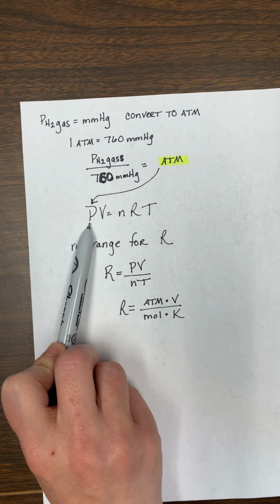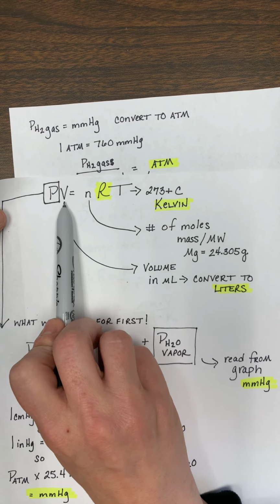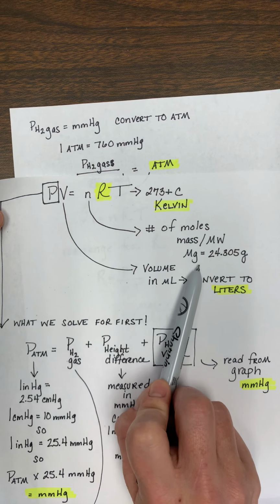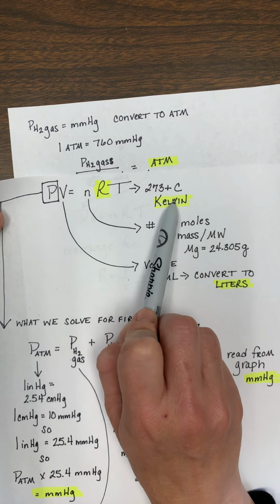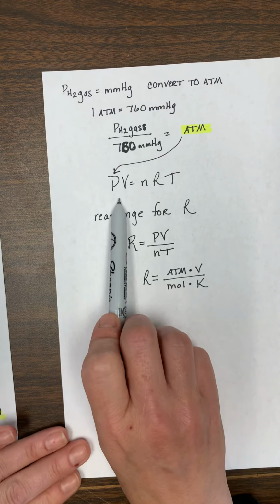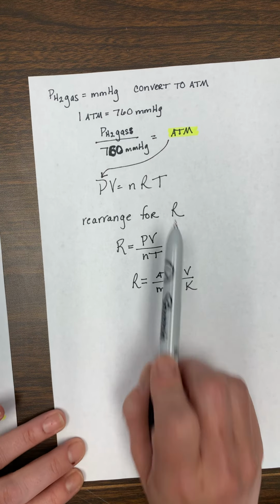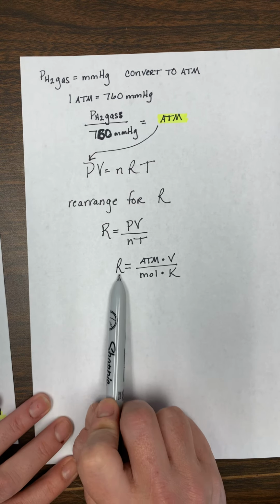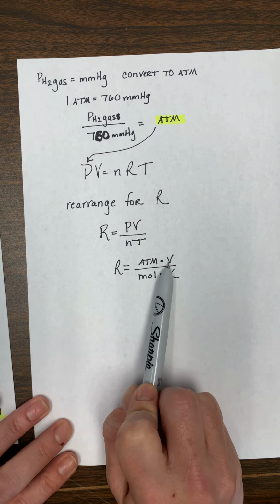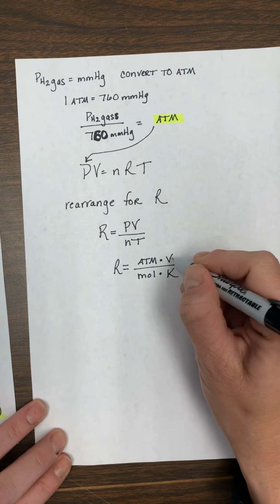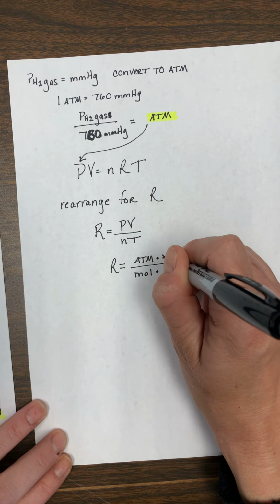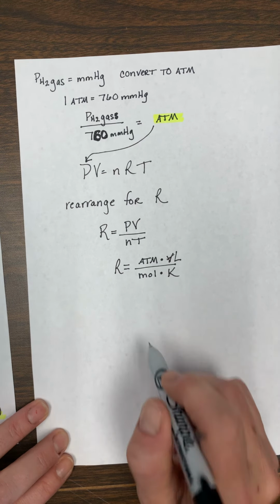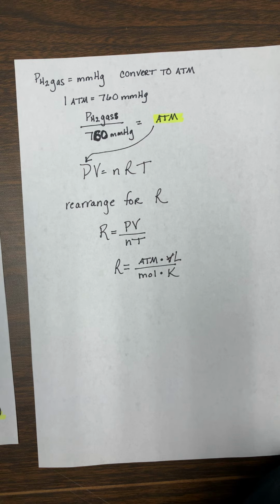Now, as you saw previously, we already know the volume. We're converting from milliliters, so we'll have that. The number of moles, you know how to do that, and the temperature. Now we have P, so we can rearrange it for R. So R equals PV over nT. So your final result will be atm times the volume, which in this case is liters, and it'll be moles times Kelvin down at the bottom. Okay, I hope this helps you guys.